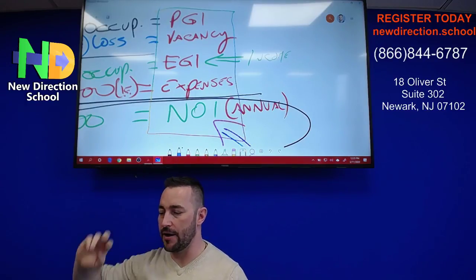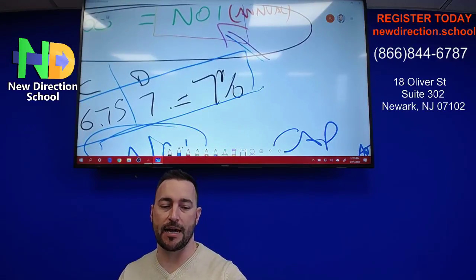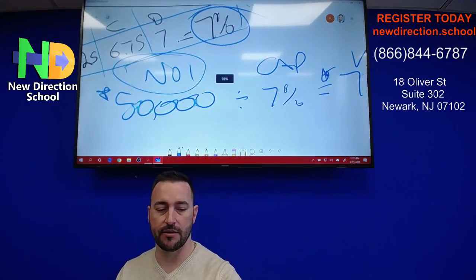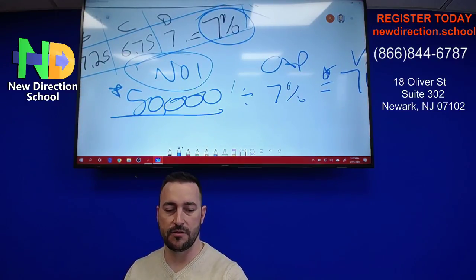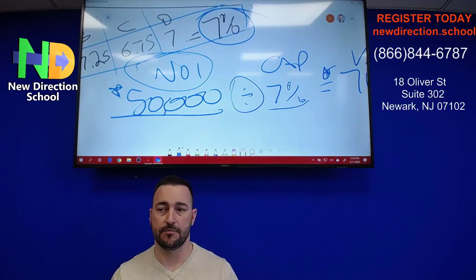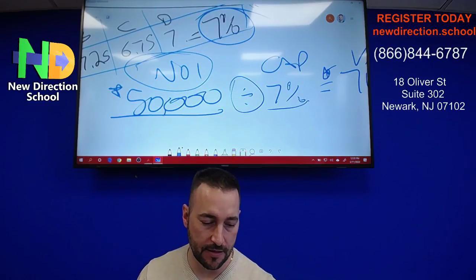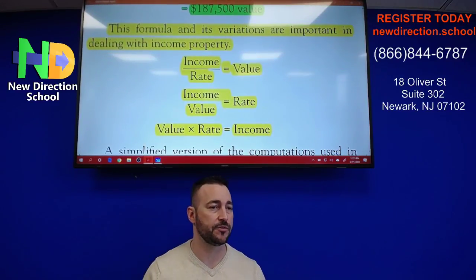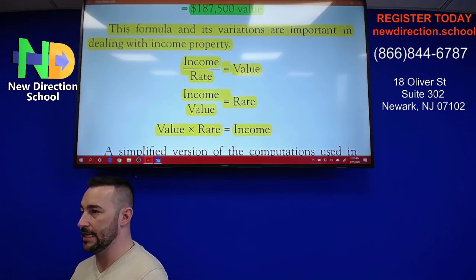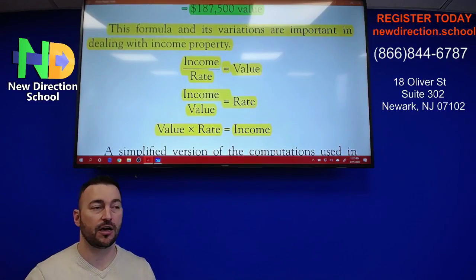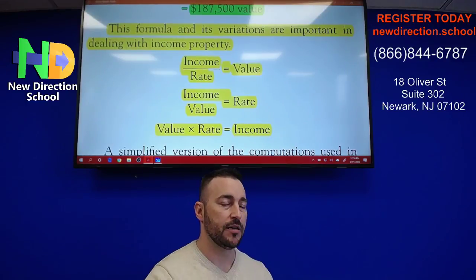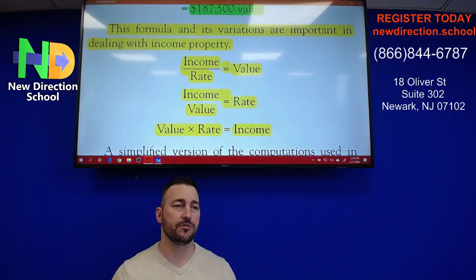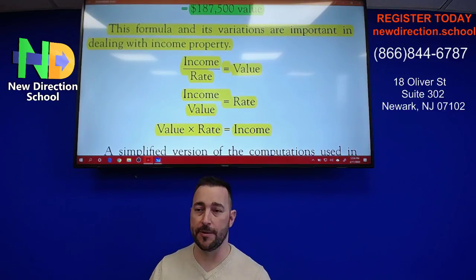Once you reach NOI, the question already comes with a cap rate of 7%. So all you have to do in the exam is apply 50,000 divided by 7%, or variations of this formula, which are income divided by rate equals value, income divided by value equals rate, or value times rate equals income. These are the potential variations of the formula. Here's the thing, they're going to give you 2 out of 3. So all you need to do is fill in the blanks. 2 out of 3.